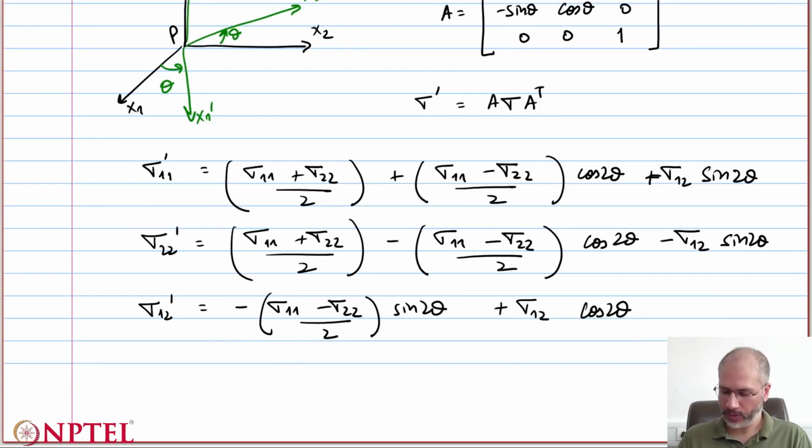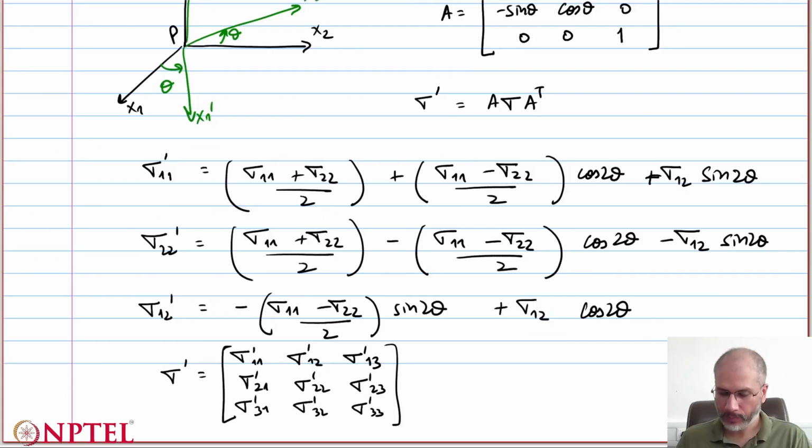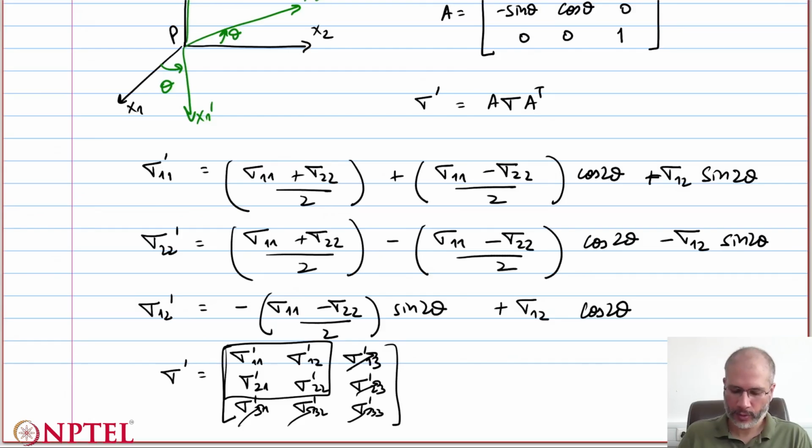Let's see what sigma prime would look like. The direction x3 prime coincides with x3, which is actually the principal direction where there's no loading. So these components will become 0 as earlier. So we have only 4 non-zero components in sigma prime as well, where it's symmetric. So sigma prime 1, 2 is the same as sigma prime 2, 1. So we only need to specify these 3 values.